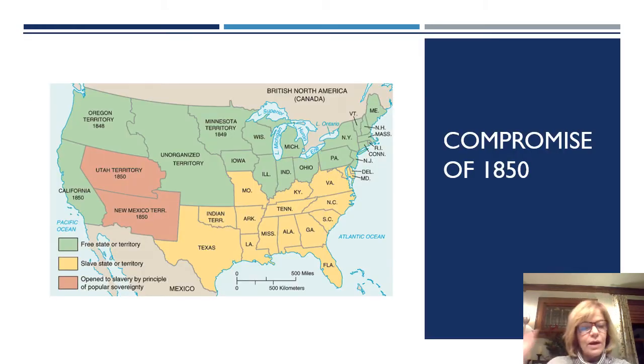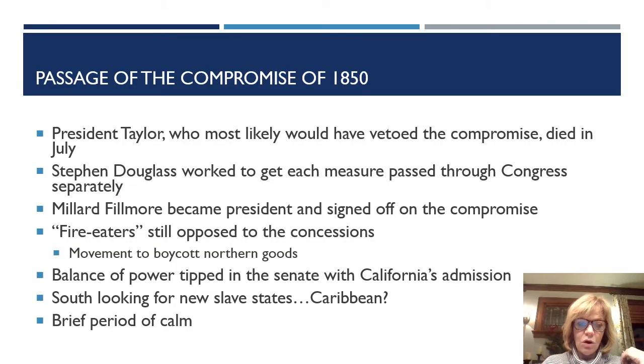All right, so as a result of the Compromise of 1850, California, in the green, comes in as a free state. And then that area of New Mexico and Utah was divided into two territories. And then those territories would be able to decide the issue of slavery based upon popular sovereignty. All right, so the way that it was passed, President Taylor most likely would have vetoed it, but he dies suddenly in July of 1850. A lot of people are dying in 1850.